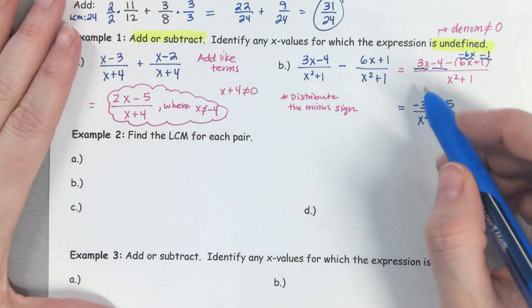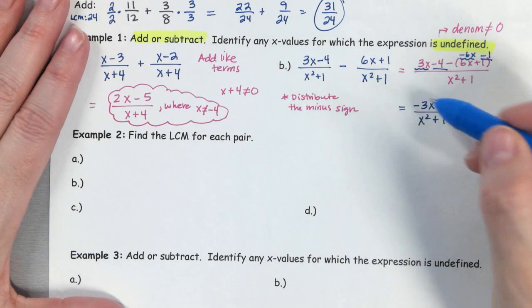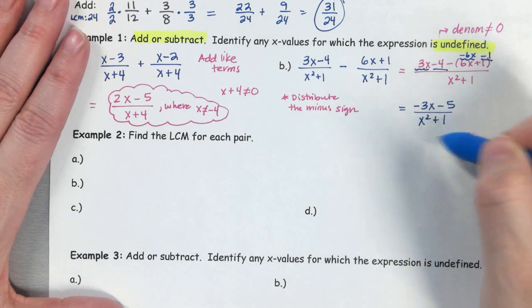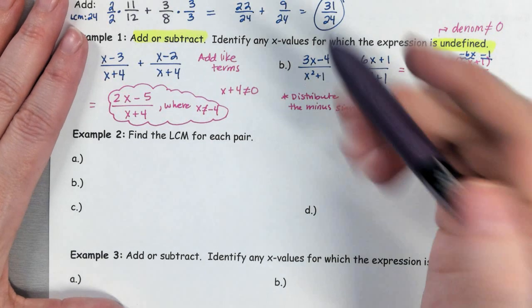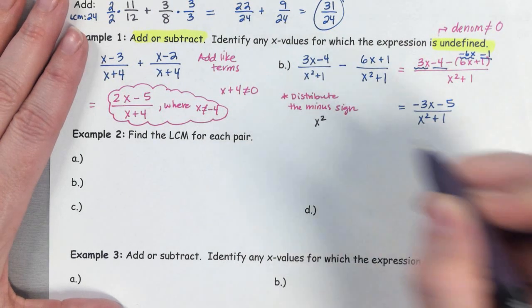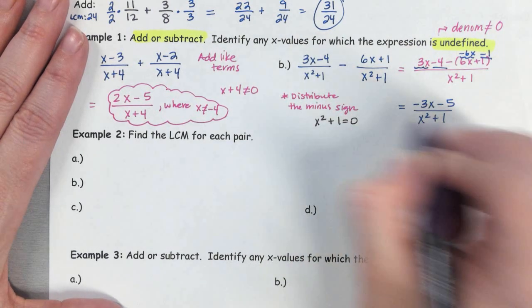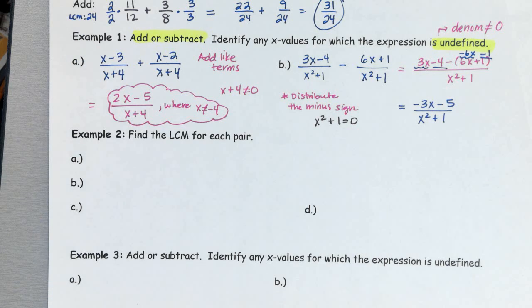All right, so now that I have this, I'm going to find where the denominator equals 0. Okay, so I'm going to set x squared plus 1 equal to 0, and I'm going to solve for x. So go ahead and try that.